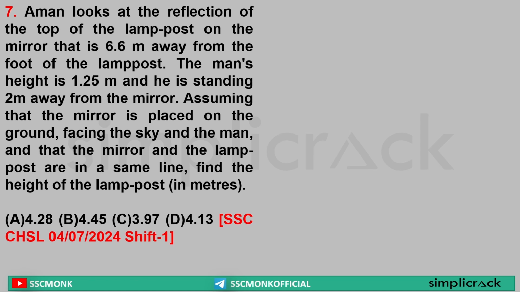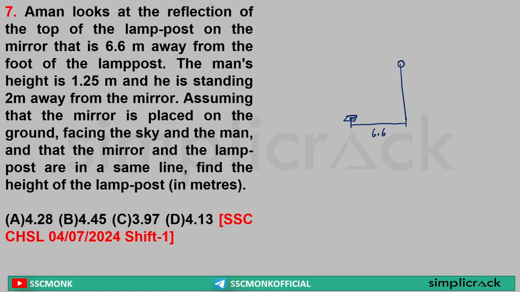Now what is it saying? A man looks at the reflection of the top of the lamppost on a mirror that is 6.6 meter away from the foot of the lamppost. Let's say this is a lamppost. This is its top. So there is a mirror over here. So the man is seeing that here the lamppost image is reflecting. And the distance between this mirror and this lamppost is equal to what? Sir, 6.6 meter. Yes or no? Yes, sir.